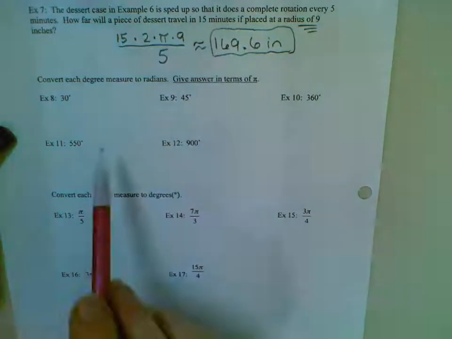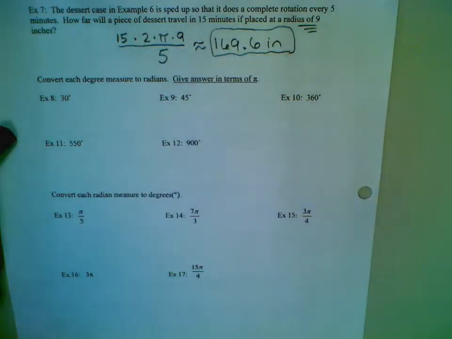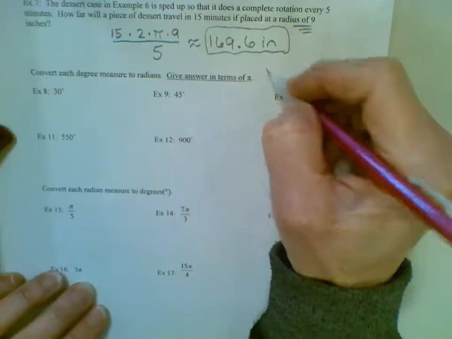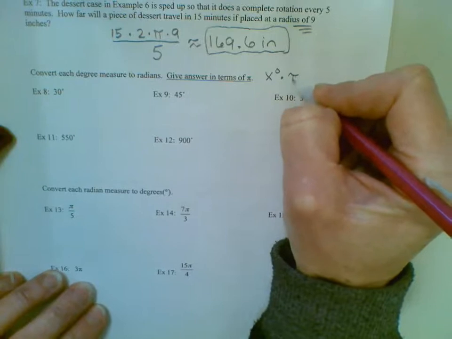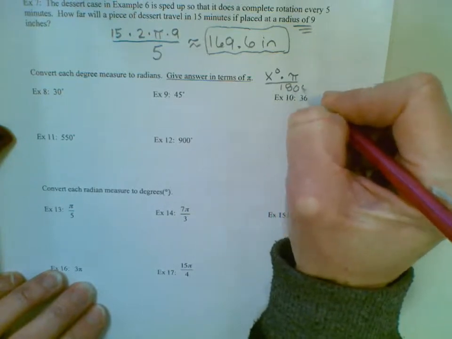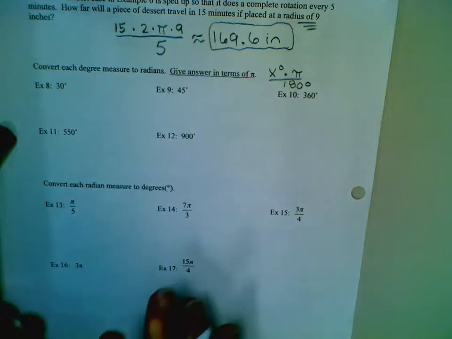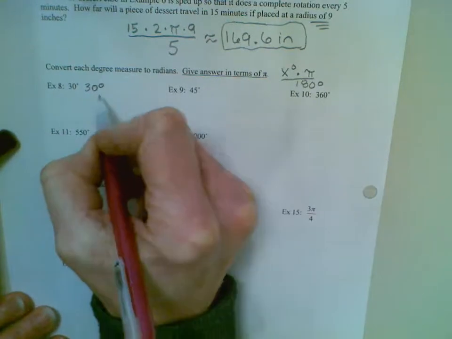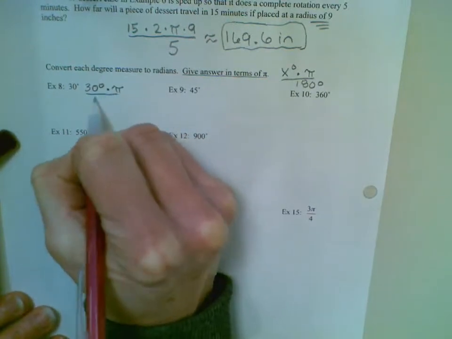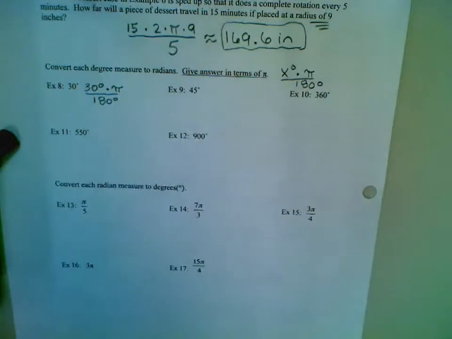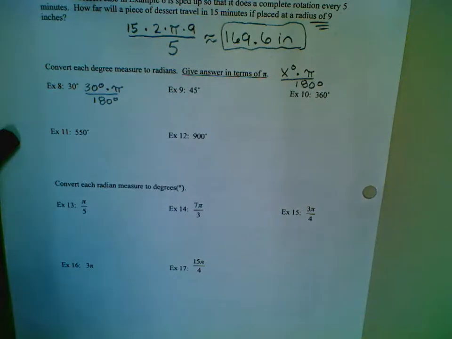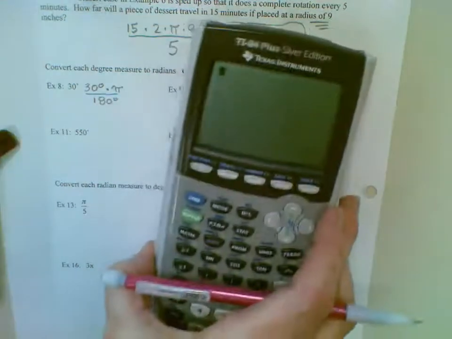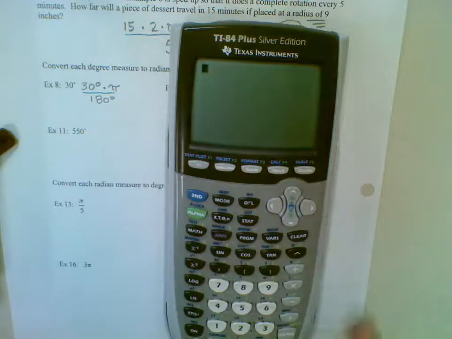So this first section, we're going from degree to radian. That's going to be x degrees times pi over 180. That's the same formula that was on the other side. So you're just going to take your degree measure. I'm going to do 30 degrees times pi over 180. I'm going to reduce the 30 over 180. Now you guys can do this a couple different ways. I'll show you on this first one. You can probably reduce that one in your head, but I'll just go ahead and show it on the calculator.